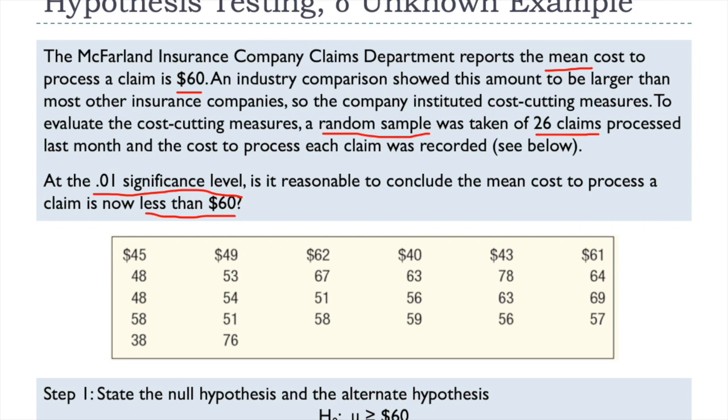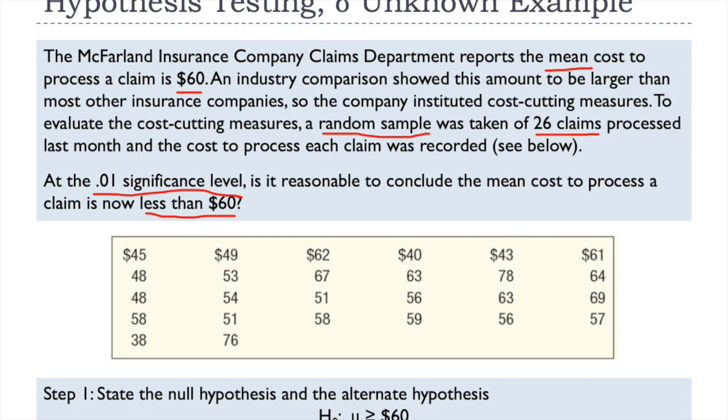So we've got an insurance company, and they find the mean cost to process a claim is $60. And they look at their industry comps, and they find this to be larger than most other insurance companies. And so they institute some cost-cutting measures. And then they're going to try to evaluate, hey, did this actually work? Were we able to lower our cost? So they take a random sample of 26 claims that have been processed last month, and the cost of each is down here. And you can see some were less than 60, right? Some were greater than 60.